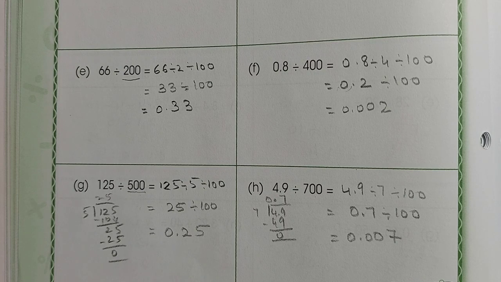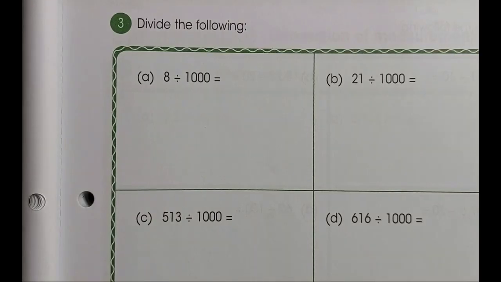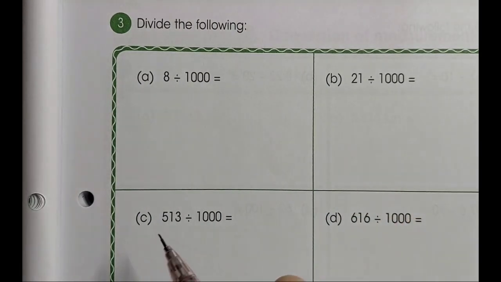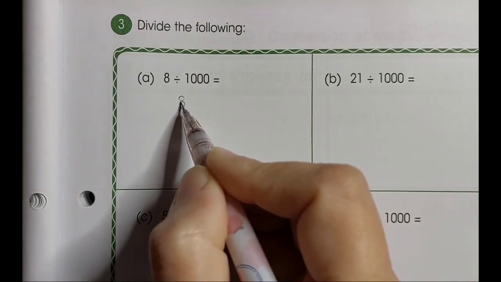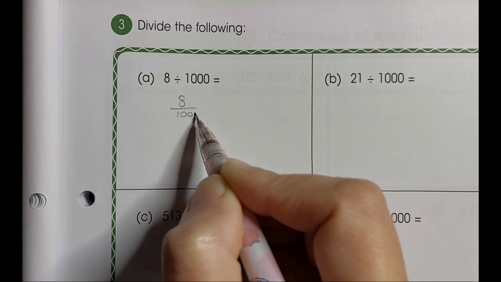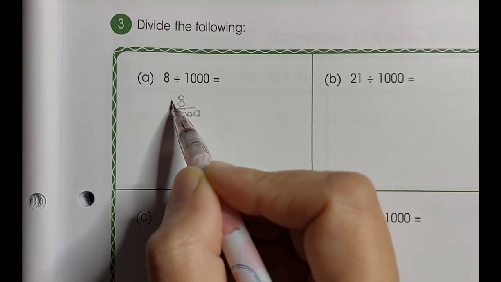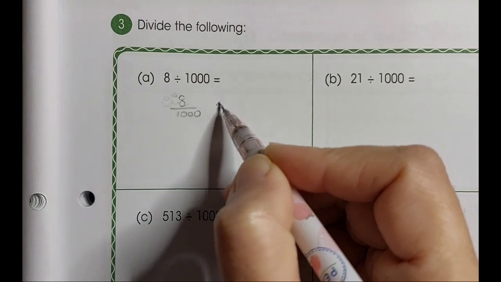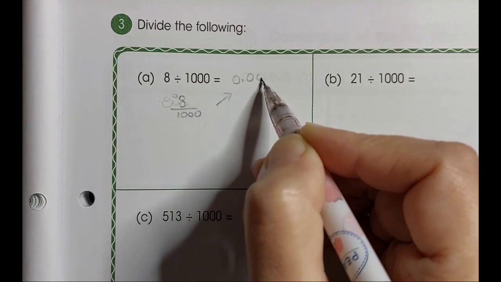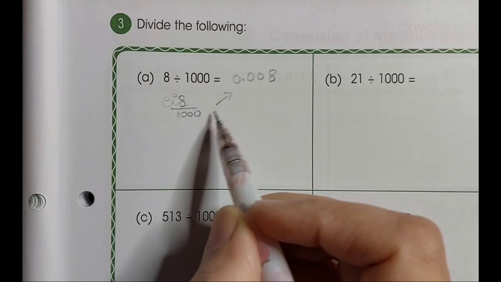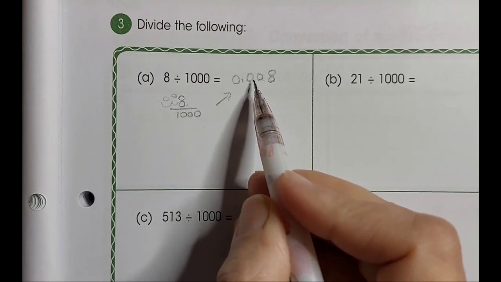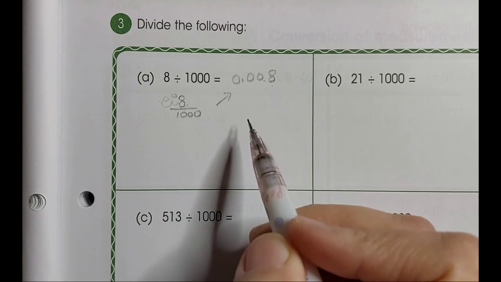Now move on to question number 3 of worksheet 3. Question number 3 is divide the following again, but this time we have to divide by 1000. So 8 divided by 1000, in 1000 we have to move 3 decimal places towards your left. So how many decimal places? 1, 2 and 3. So it will become 0.008. 3 decimal places mean after decimal you have 3 digits. How many digits are there? 1, 2, 3. So your answer is correct.